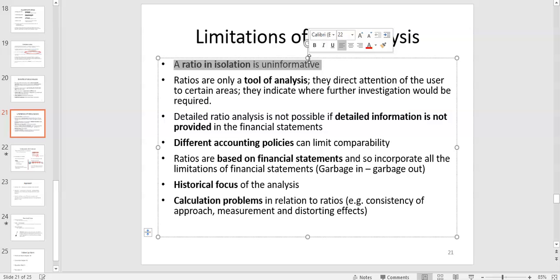So it's only a tool to help you identify particular areas. And they are based on financial statements. So if you have poor financial statements, because of questionable depreciation policies, poor financial accounting, then you're going to have poor financial ratios. So it's important to say ratios ask questions, they don't answer them. And as we've seen with Alexis, they can easily be misinterpreted.